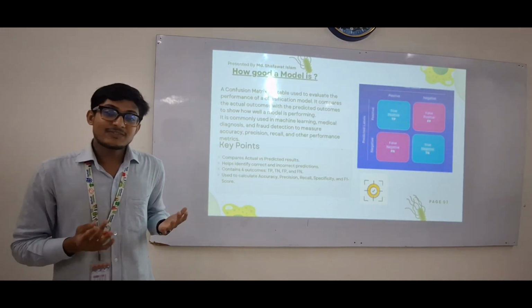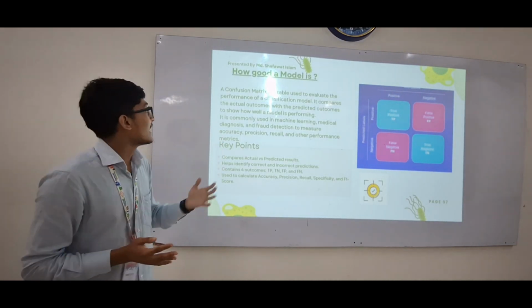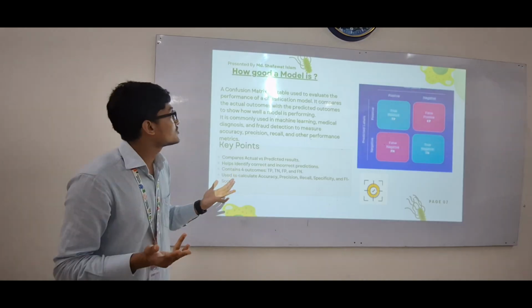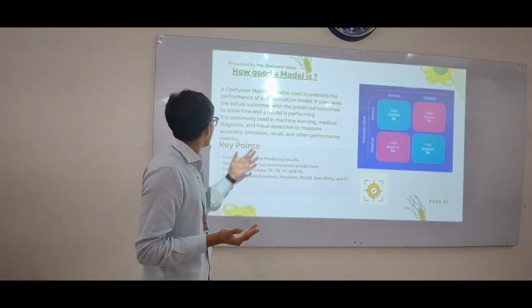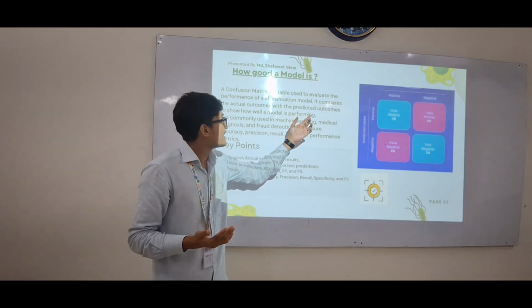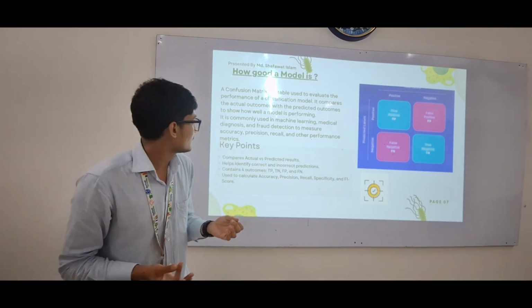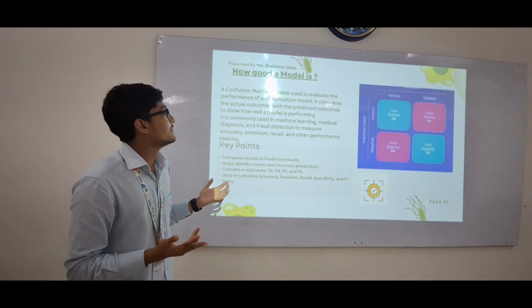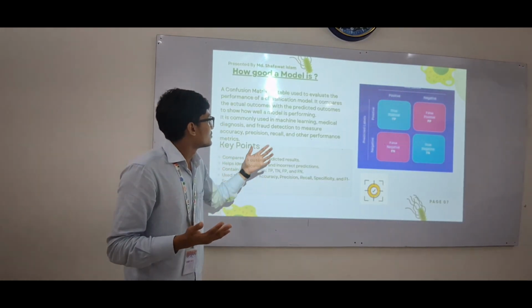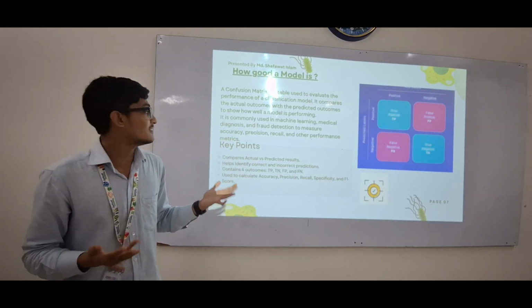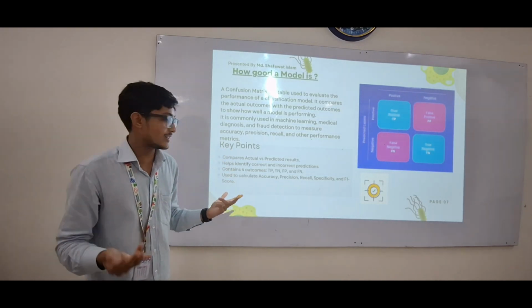Let's talk about the confusion matrix. At first, we all know what a confusion matrix is. A confusion matrix is a table used to evaluate the performance of a classification model. It compares the actual outcomes with the predicted outcomes to show how well a model is performing. It is commonly used in machine learning, medical diagnosis and fraud detection to measure accuracy, precision, recall and other performance metrics. And these are the key points.